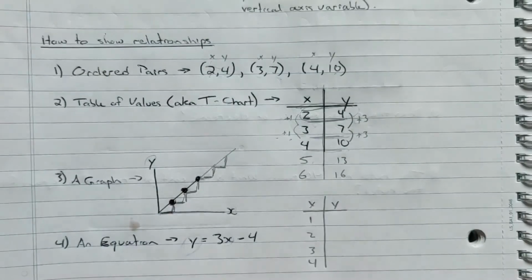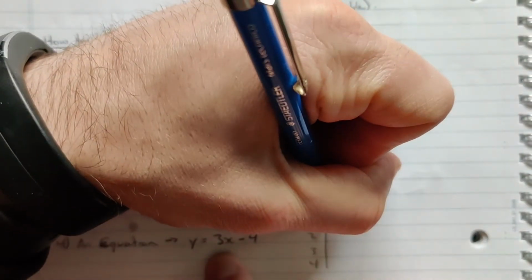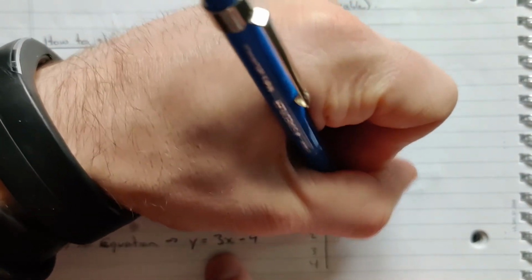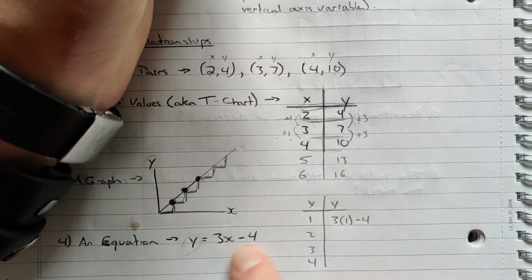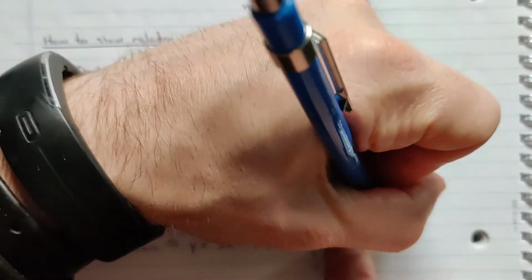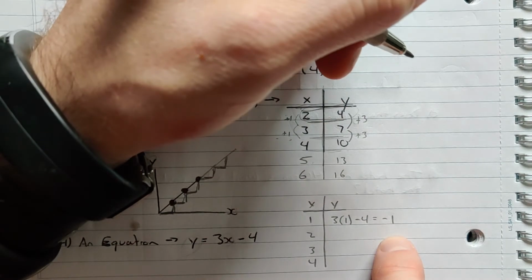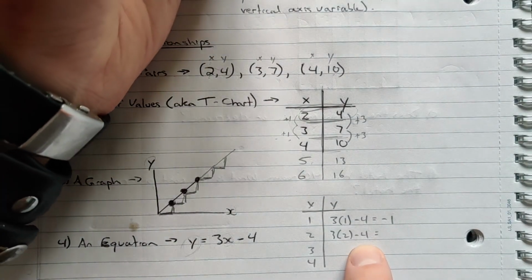I can make x and y, and let's just pick easy numbers: 1, 2, 3, and 4. So if x is 1, 2, 3, and 4, y equals 3 times 1 minus 4. That's the relationship between x and y. So 3 times 1 is 3. 3 minus 4 equals negative 1. So that's our first y value. The next one, 3 times 2 minus 4. 3 times 2 is 6. 6 minus 4 is 2.